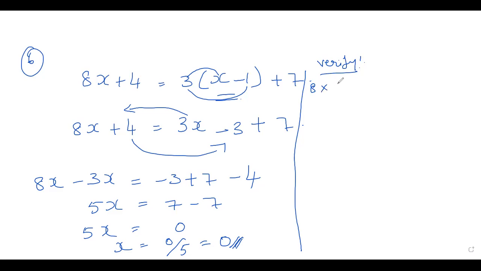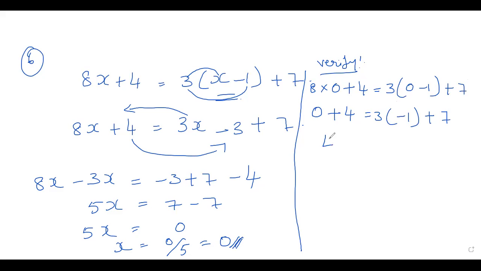8 into x, x is 0, plus 4, that is equal to 3 into x minus 1 plus 7. So 8 into 0 is 0, plus 4, is equal to 3 into 0 minus 1, that is minus 1, plus 4. So 0 plus 4 is 4. 3 into minus 1, that is minus 3. 4 is equal to minus 3 plus 7, or 7 minus 3 is 4. So LHS is equal to RHS.